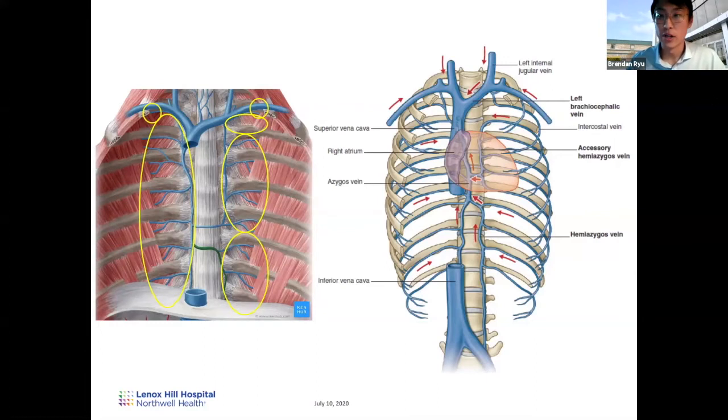All right, so I think we're ready to move on to this slide. So this is the veins basically draining the chest wall. It looks a little different. Can I actually go back a slide, Morgan?